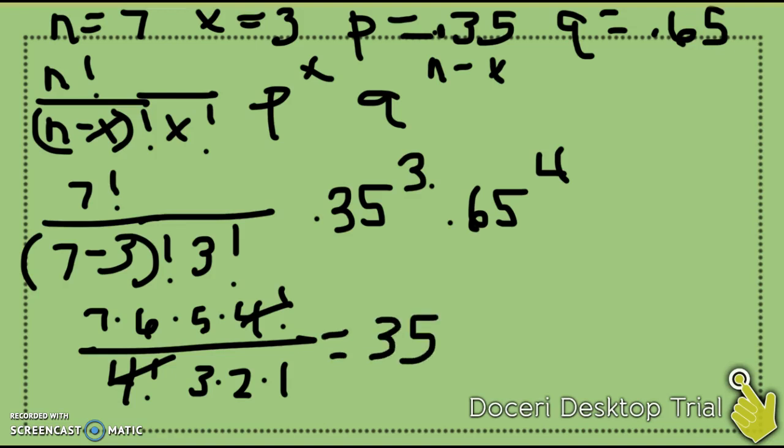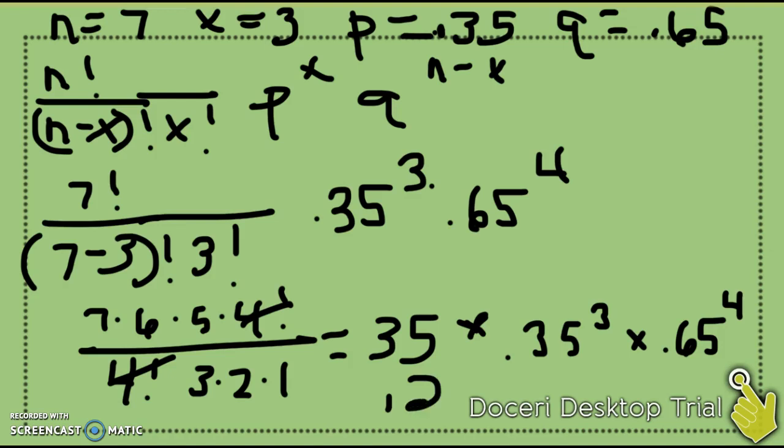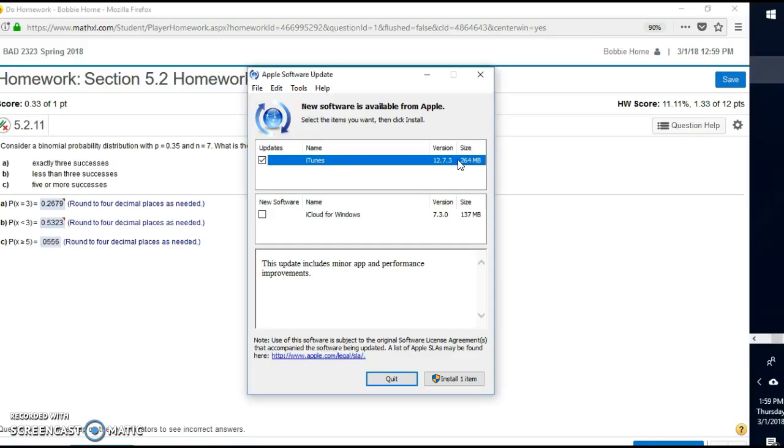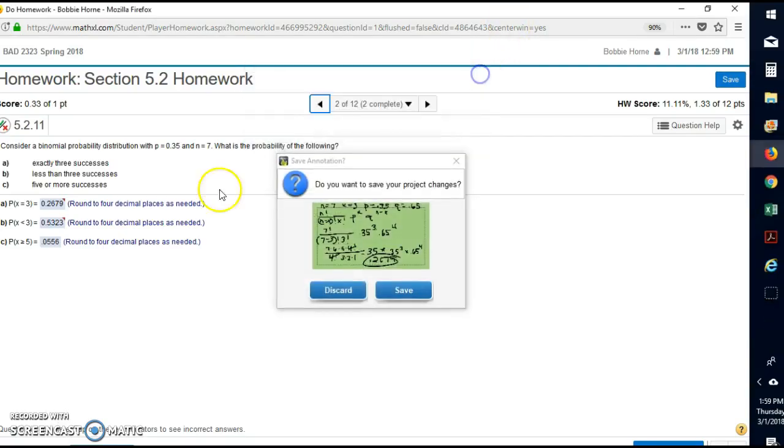So now in your calculator, you're going to do 35 times 0.35 to the third times 0.65 to the fourth. And when you put all of that into the calculator, you should get 0.2679. So that is how we get the probability of 0.2679.